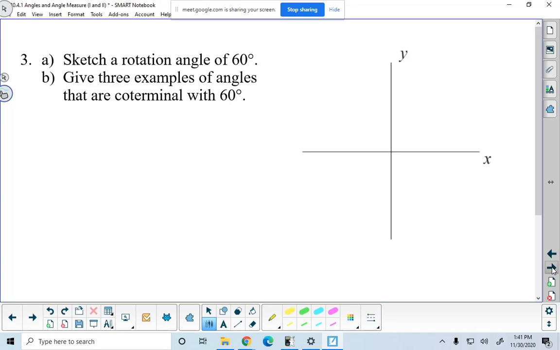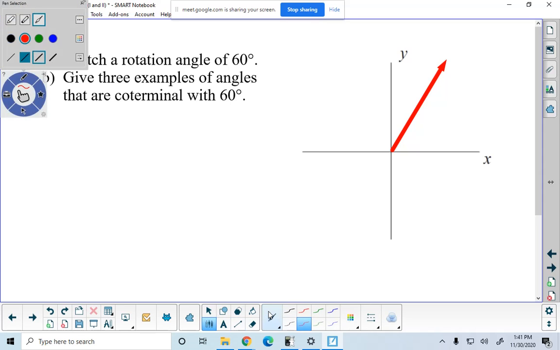So, sketch a rotation angle of 60 degrees. That should be like stealing candy from a tired baby. There it is. We can label in 60 degrees if we like. Probably should. And then we are asked to come up with other examples of angles that are coterminal with 60.